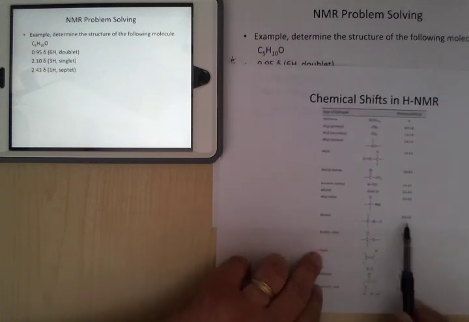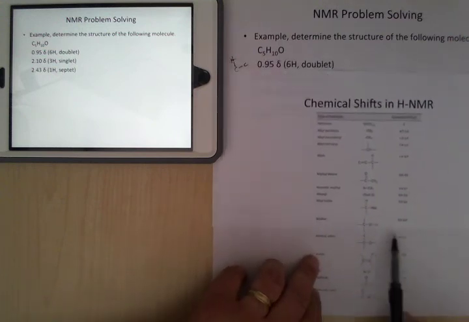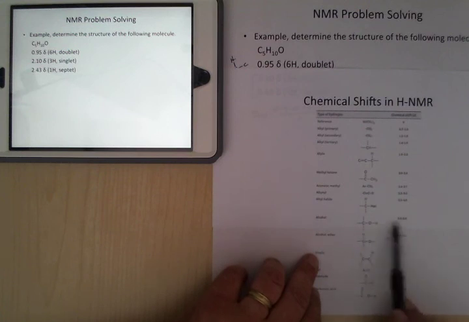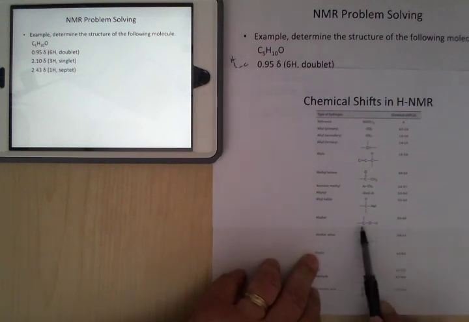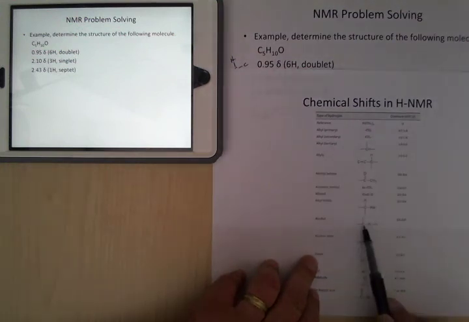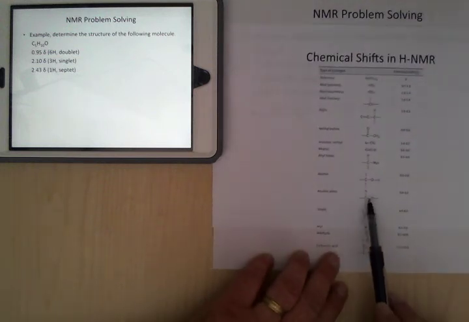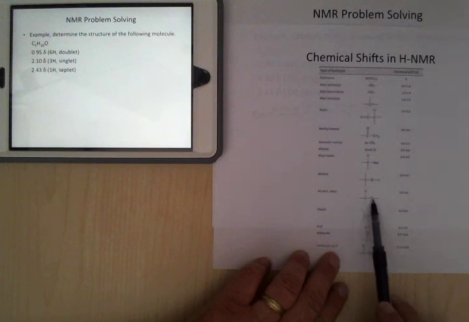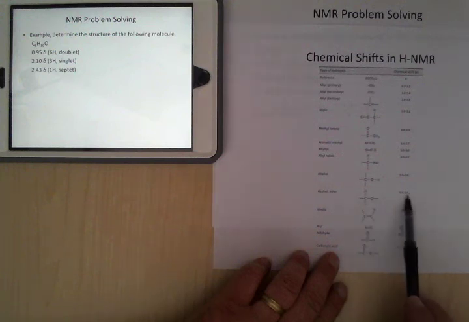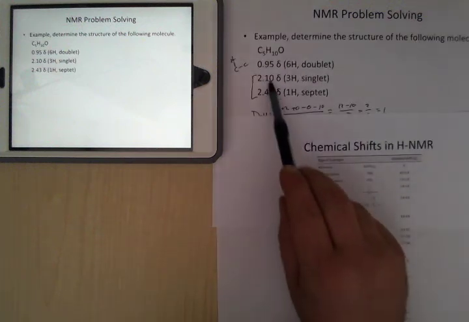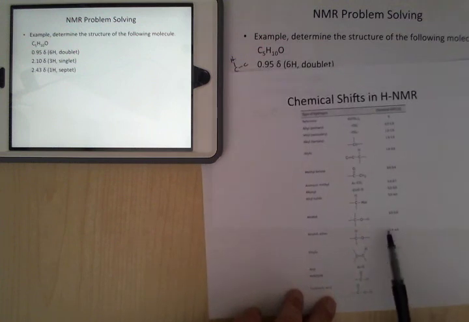The other thing might be close enough to be on an alcohol. Here we go. If you're next to an ether, so a carbon that has an oxygen on it, it's 3.3 to 4.5. So it's probably pretty far away from this, so it's probably not that.